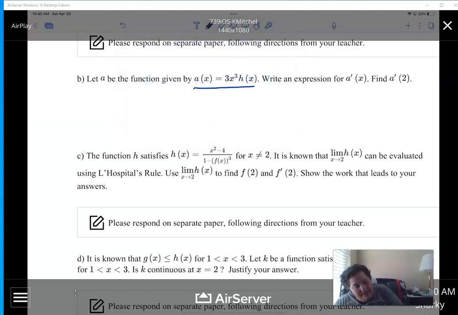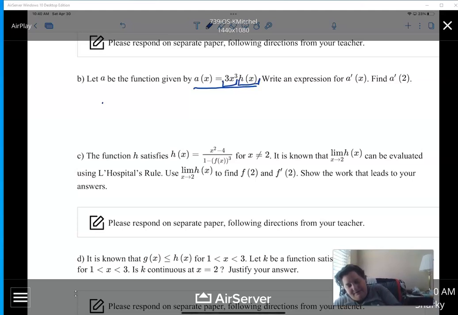If that's a, and I need to write a prime. Now it's weird because it has this h of x in there, and we don't actually know what h of x is, but we know that this is a product. So I actually have a product rule right here. Oh, shoot, I erased it. Okay, I've actually got a product rule right here, right? There we go.